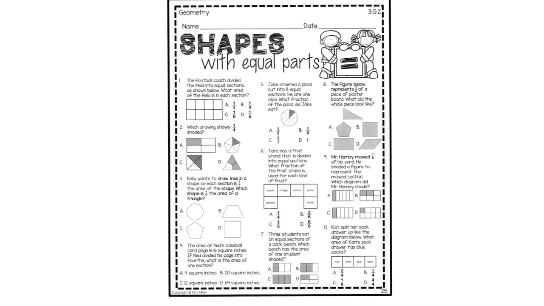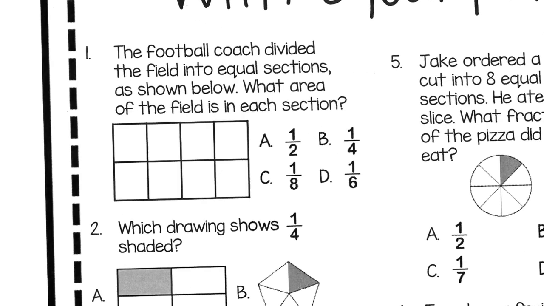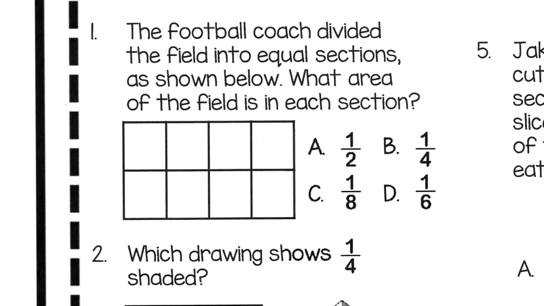Shapes with equal parts. You know that I'm a big fan of shapes. They help us do so many things in math. Like this one here, the football coach divided the field into equal sections, as shown below. What area of the field is in each section? So that means when I'm looking at one section, how much of the field is that?